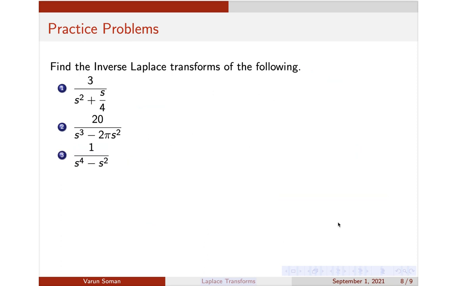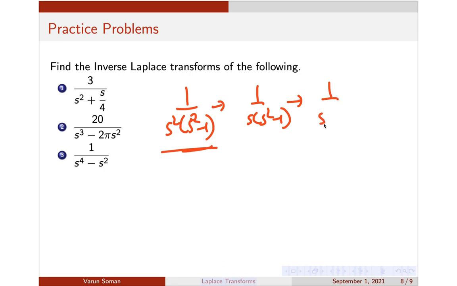Simple integration. Moving forward, can you find the inverse transform of 1 by (s raised to 4 minus s square)? How will you do that? First, you find the inverse transform of 1 by s square into (s square minus 1). Before that, find the inverse transform of 1 by s into (s square minus 1). Before that, find the inverse transform of 1 by (s square minus 1). What's the inverse transform of 1 by (s square minus 1)? It is nothing but sinh t.